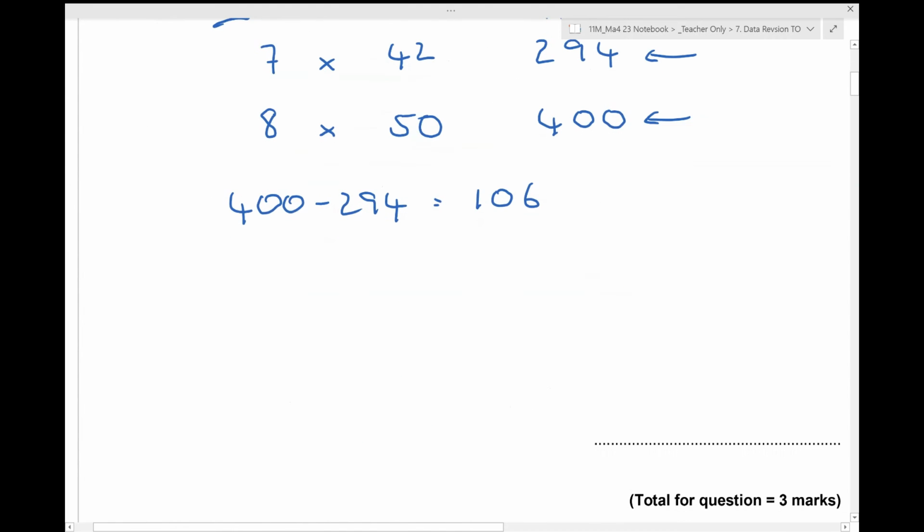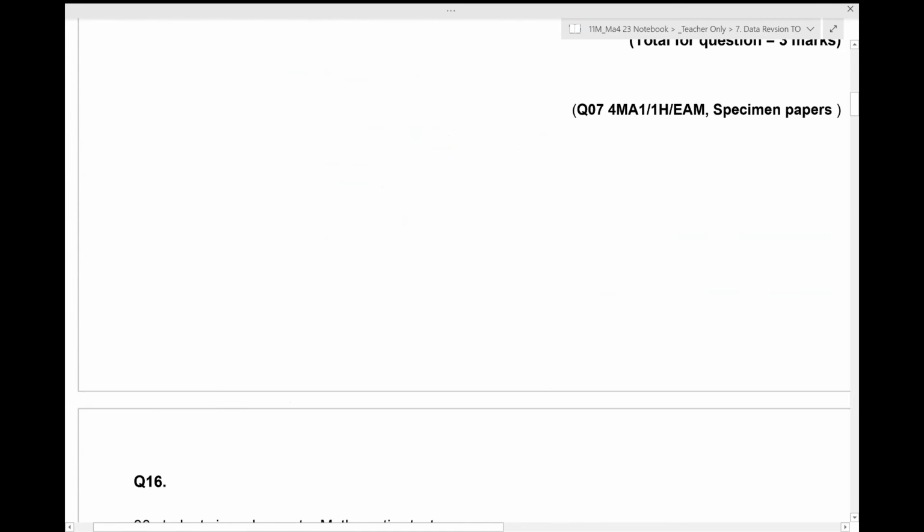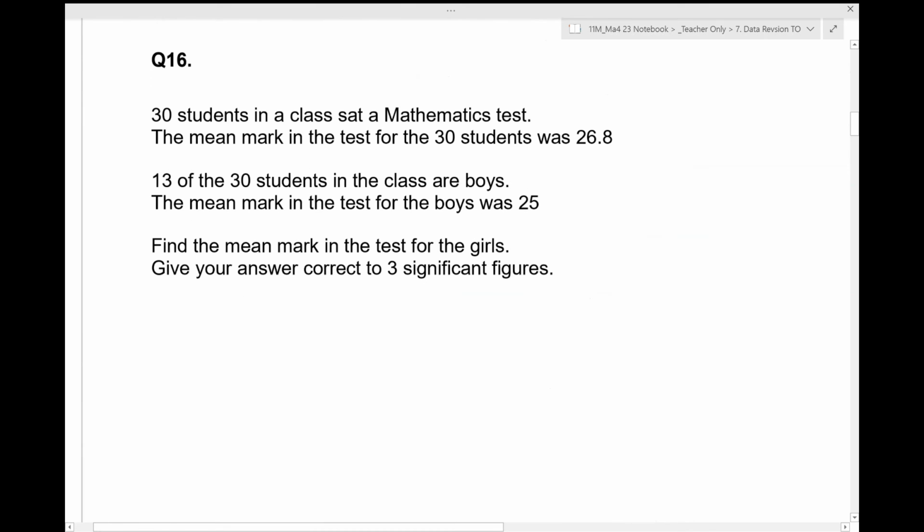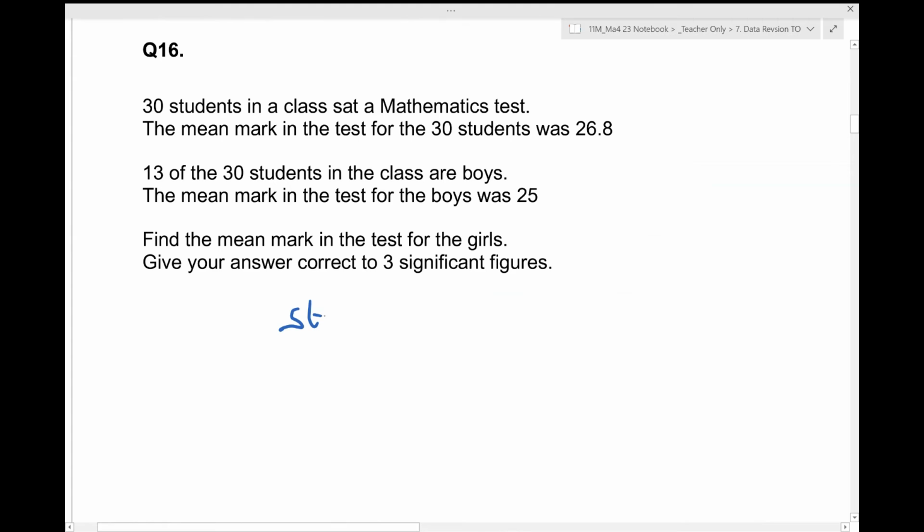How many marks was that? 3 marks? Okay. Question 16. 30 students in a class sat a maths test. The mean mark for the 30 students was 26.8.